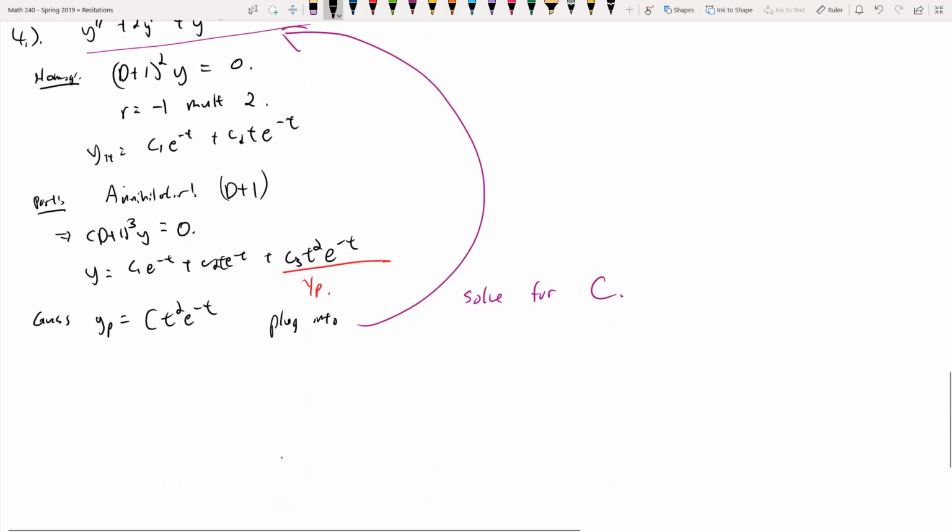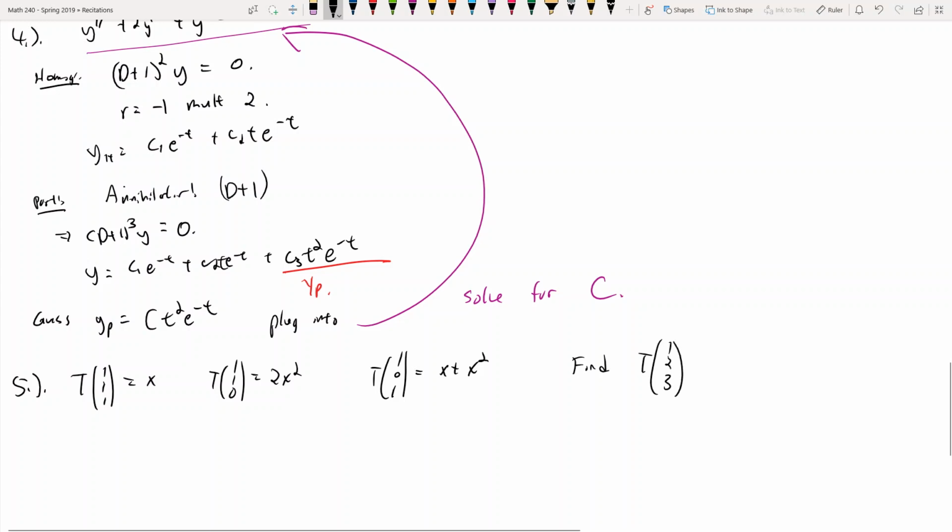Okay, number five. You're told the following information. T of 111 is equal to x, T of 110 is equal to 2x squared, and T of 101 is equal to x plus x squared. All right, and you want to find T of 123. It's pretty clear from what's given to you that it's a transformation from R3 to the polynomials P2.